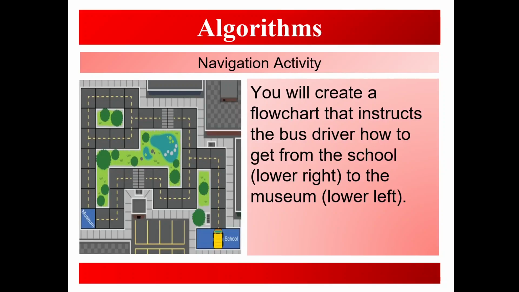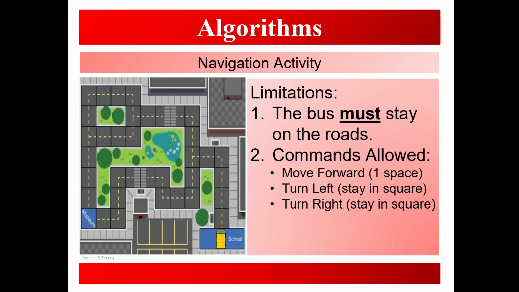In the navigation activity, you will create a flow chart that instructs the bus driver how to get from the school, which is in the lower right of the screen, to the museum, which is in the lower left. The requirements are that you have to stay on the roads, and you can only use these commands.